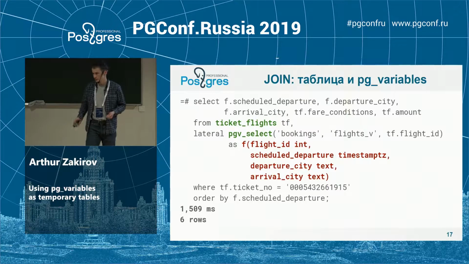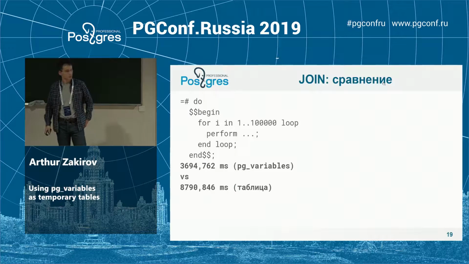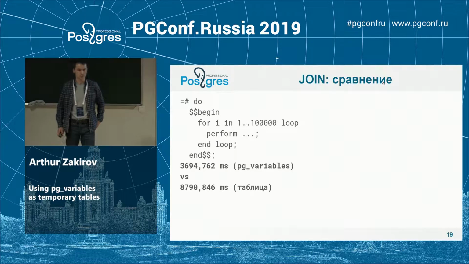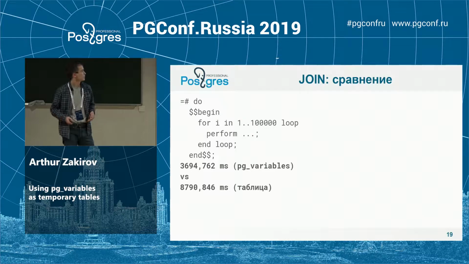And join tables, there is nothing special in it. It has lower speed, because the search for one entry in PG variables is more rapid. And further, we can see the comparison for 100 queries, and we have the difference, a twofold difference.